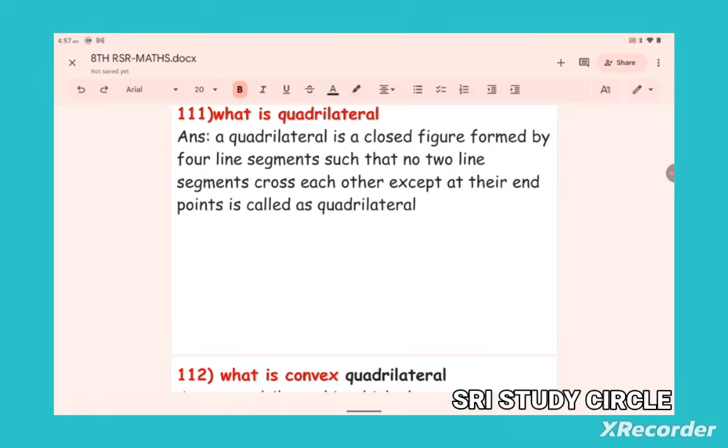Today we are discussing plane geometry for 8th class students. Regarding this one, now first question, that is 111. What is quadrilateral?